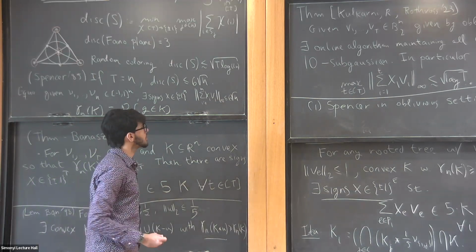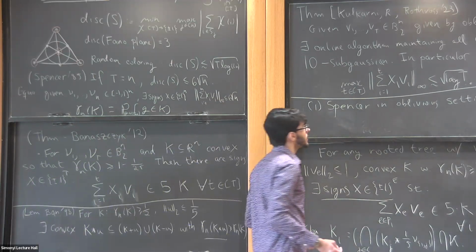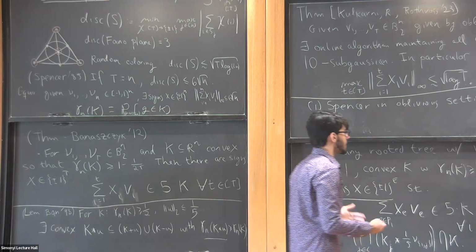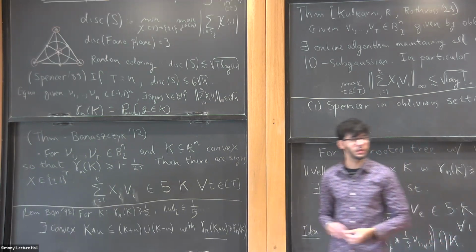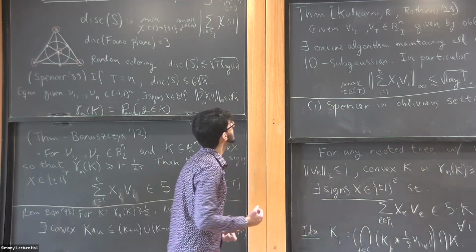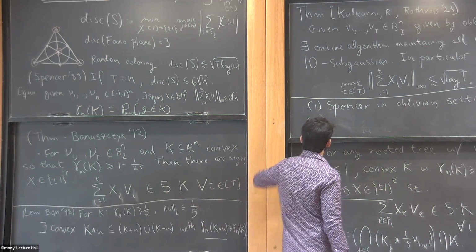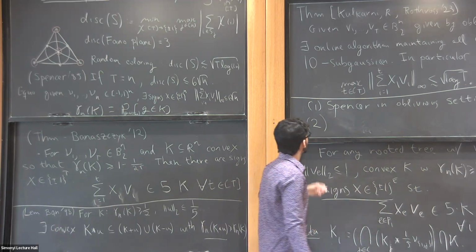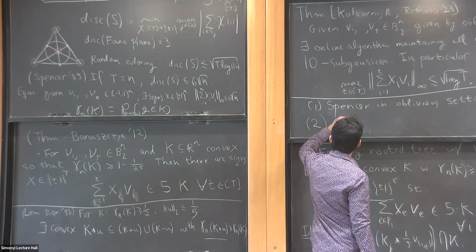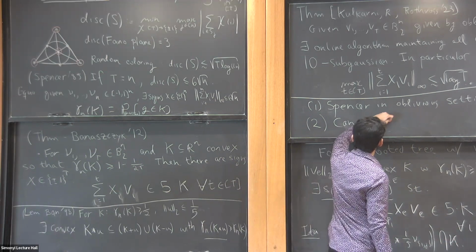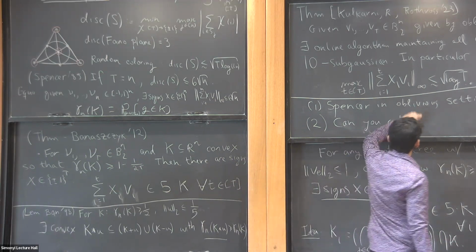And here the notion of sub-Gaussianity doesn't seem appropriate because we always pay the square root log for Gaussians. And it's not clear how you would rephrase this proof. Another problem that I like is can you get one sub-Gaussian?